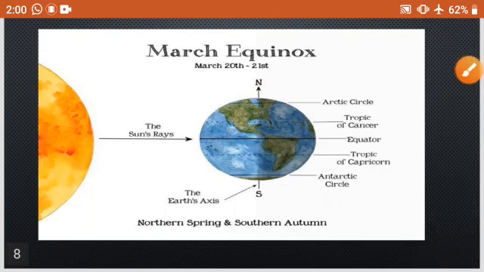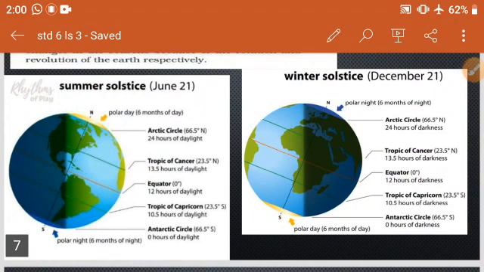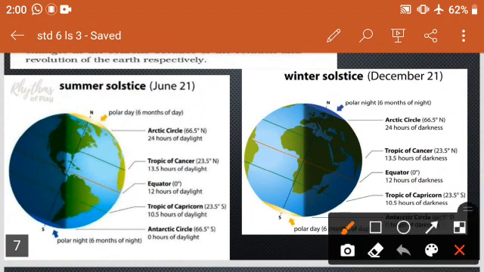Now let me revise to you again these 3 points. Summer solstice is observed on 21st of June, where we see that the north pole is tilted towards the sun and it is getting a lot of heat, while the south pole is not getting any heat. So the Arctic Circle gets 24 hours of daylight. The Tropic of Cancer gets 13.15 hours of daylight. Equator 12 hours of daylight. Tropic of Capricorn is getting 10.5 hours of daylight, and the Antarctic Circle is not getting any light.